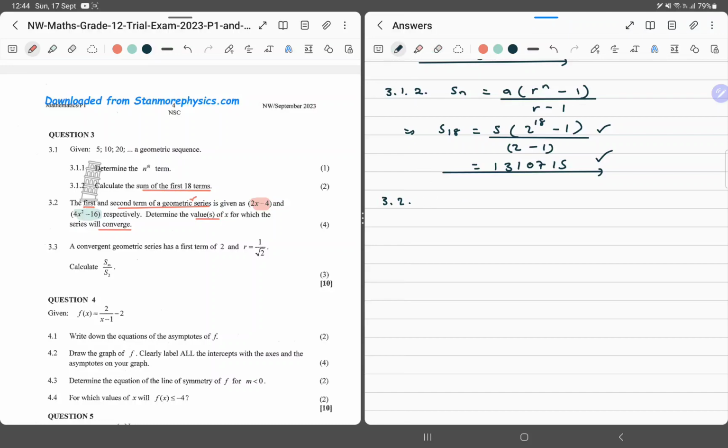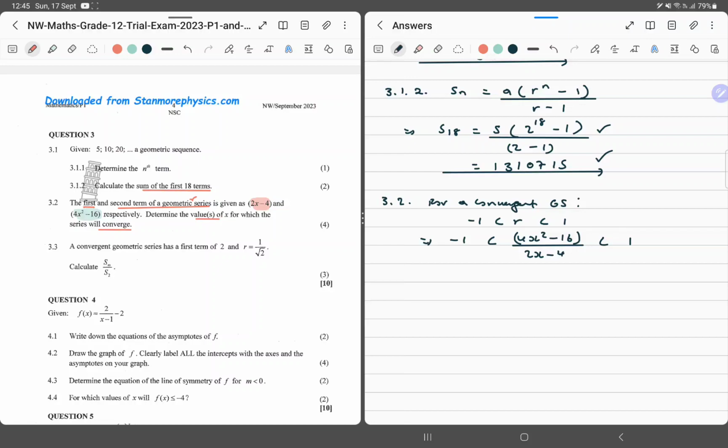We need r here. We know that for a convergent GS, r must be less than 1, greater than minus 1. This implies that minus 1 is less than r, which is going to be the next term, 4x squared minus 16, divided by the first term, which is going to be 2x minus 4, less than 1. So this is just what you set up and you move on.